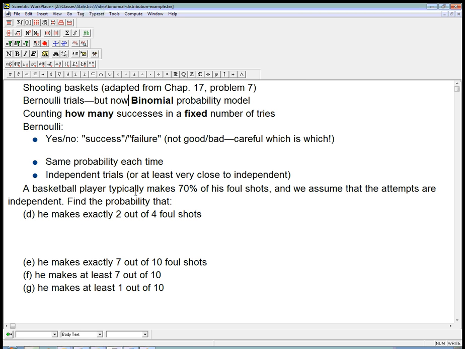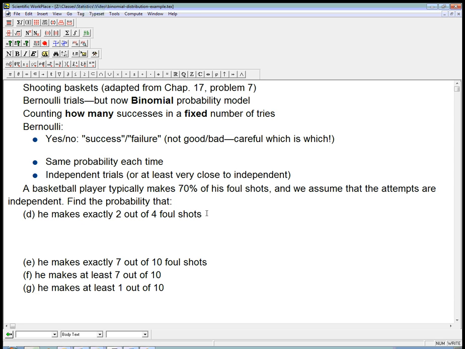Okay, so here's the kind of probability that we want. The probability that he makes exactly 2 out of 4 foul shots. Notice the exactly. We're going to be dealing with things like at least in some other versions down here, but the basic binomial probability model applies to exactly. What's the probability of making a certain number of successes out of 4 possibilities?